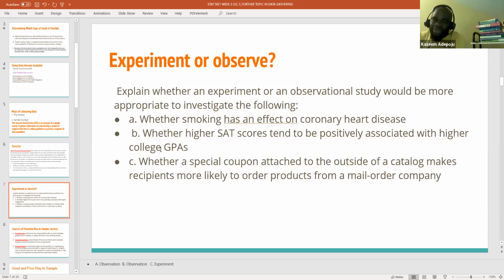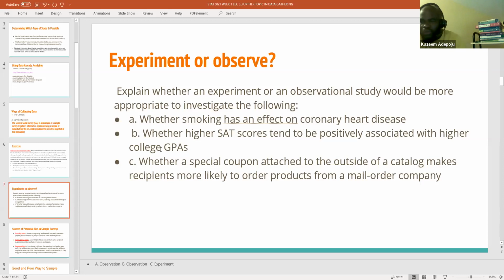So the reason why an observational study would be more appropriate for this is because you can look either retrospectively or prospectively. By retrospective, you take a look at the data available to see those who have coronary heart disease, and you classify them into whether they've been smoking or they've not been smoking, because you want to look at the effects of smoking on having coronary heart disease.